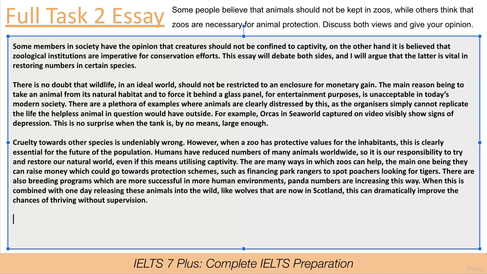Humans have reduced numbers of many animals worldwide, so it is our responsibility to try and restore our natural world, even if it means utilizing captivity. There are many ways in which zoos can help, the main one being that they can raise money which could go towards protection schemes, such as financing park rangers to spot poachers looking for tigers. There are also breeding programs which are more successful in human environments.